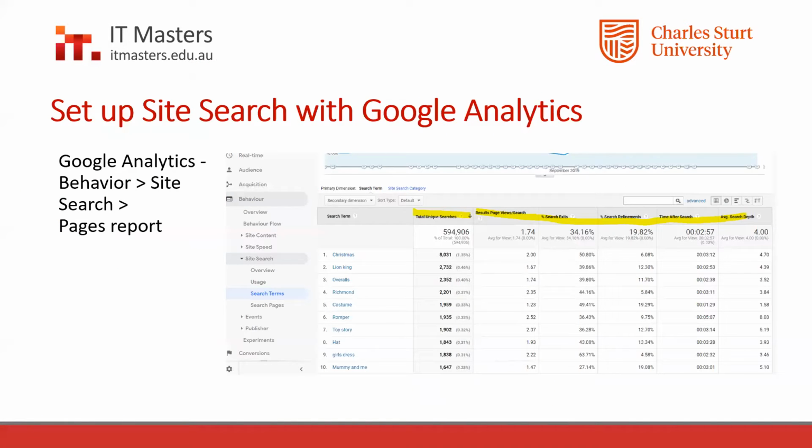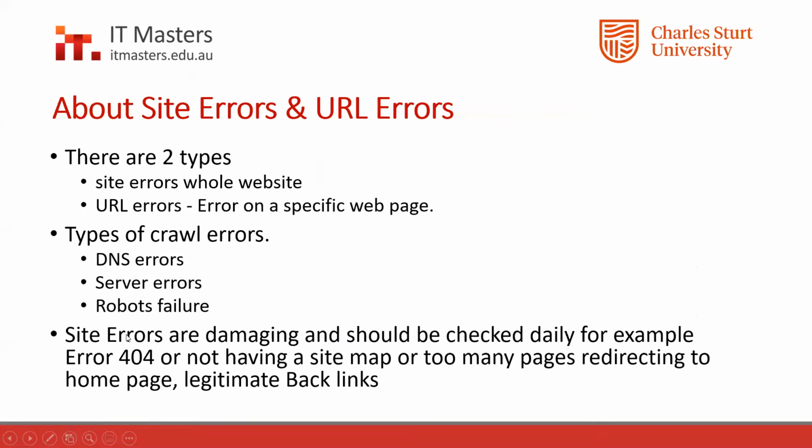Setting up site search with Google Analytics. So you open up your Google Analytics, go through to behaviors, site search, and pages report, as you can see here, search terms as I showed earlier. And you'll be able to see how many unique searches, the result page view search, how many as a percentage exited, and that's something that you can dive deeper into. And so on and so forth. So you can see the customer behavior and actually try and optimize that and improve those metrics.